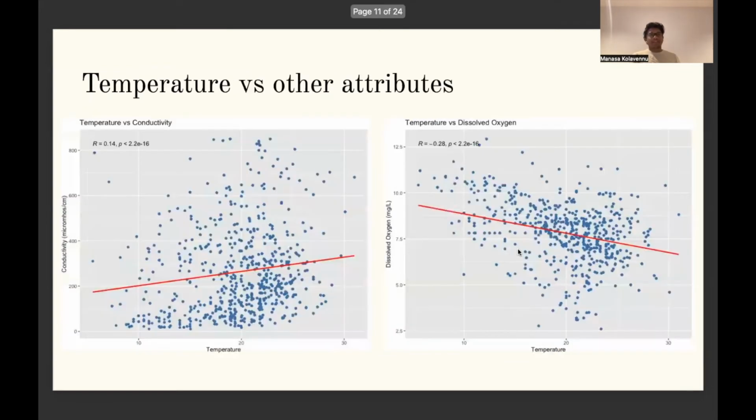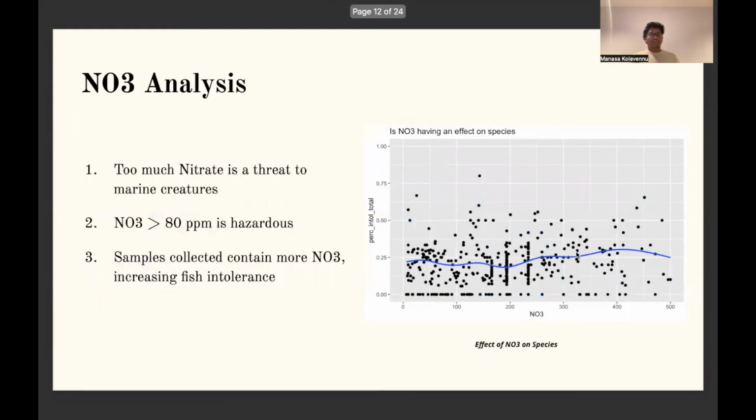And these are some of the analyses we explored when comparing temperature against the conductivity, and temperature against the dissolved oxygen. It clearly shows that when the temperature is increasing, the conductivity keeps on increasing, and the dissolved oxygen keeps decreasing with the temperature increasing. So that's how the temperature has an indirect impact on the fish's existence.